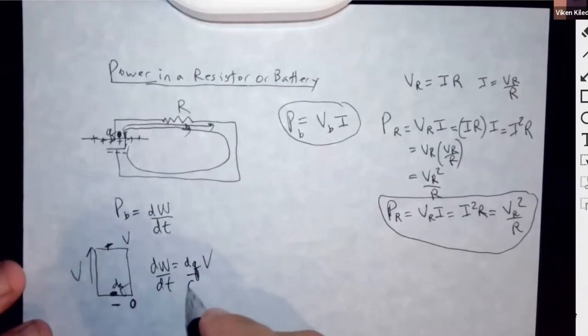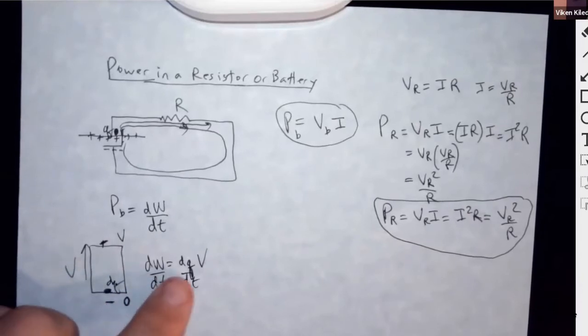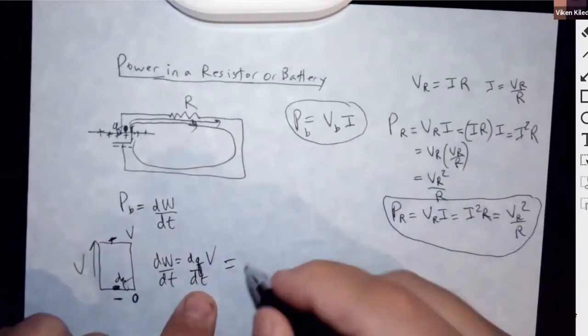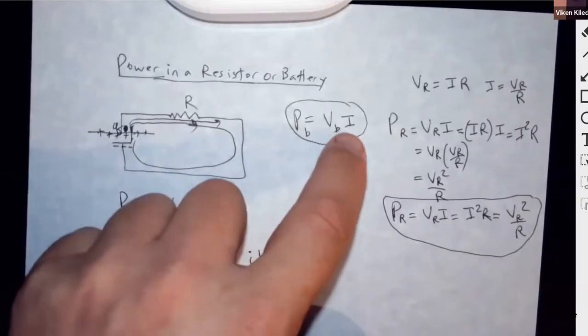the derivative of that. And there you have it. So dW is dQ V. The derivative is dQ/dt times V, and dQ/dt is defined as current, so you get I times V. So that's where this equation comes from.